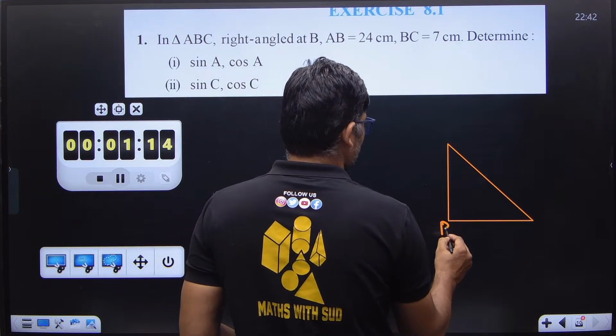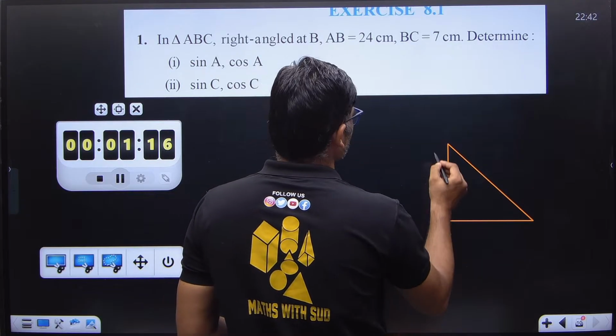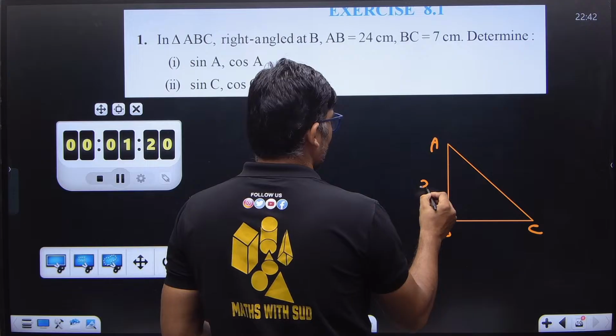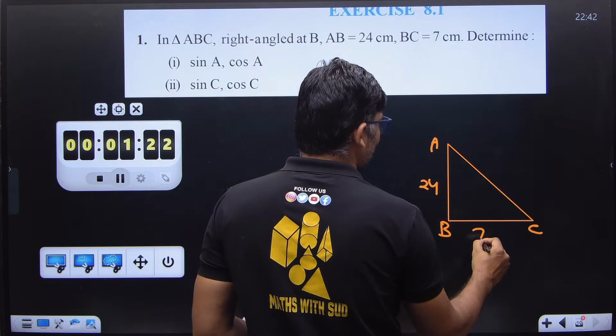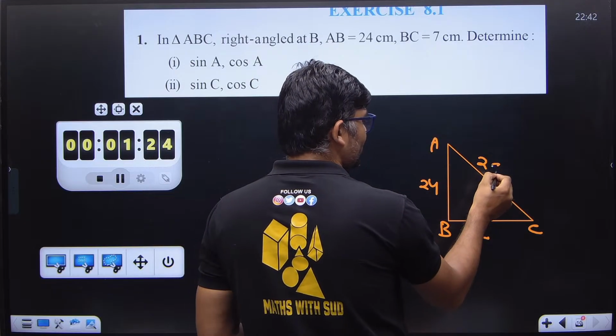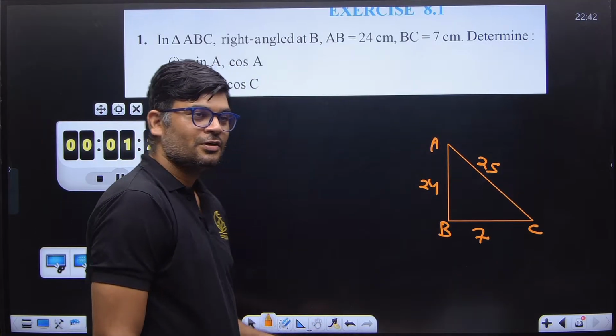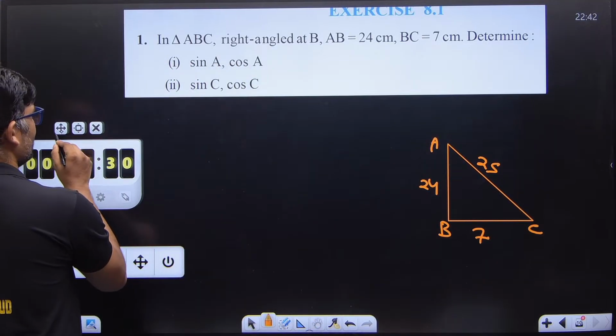So this is B. First thing you have to draw the figure. This is A, this is C. So AB is given as 24, BC is given as 7. Since you need to find the third side, but you already know the Pythagoras triplet, it is 25. So that's why the question has become easy for you now.